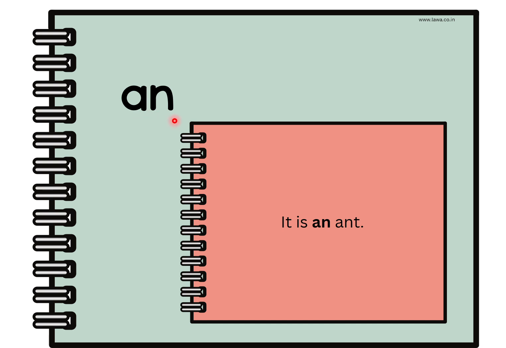An. For n, we can say na or we can also say n. Let us use this word in a sentence. It is an ant.